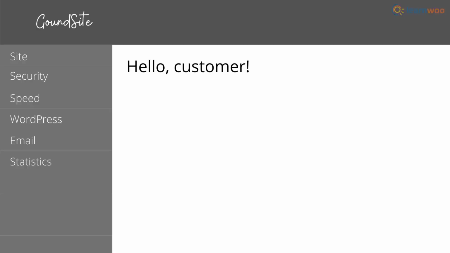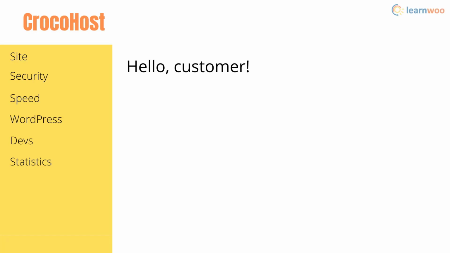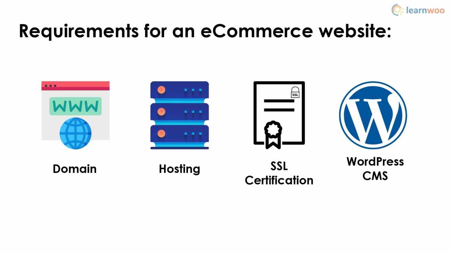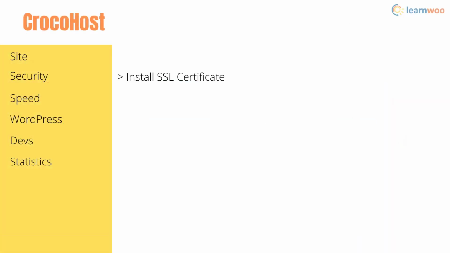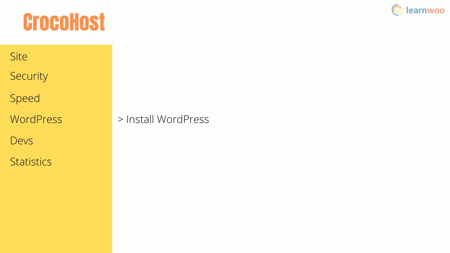Now, different providers have different dashboards with a lot of different options in the sidebar. But you only need to worry about two: security and WordPress. This is because an e-commerce website must have an SSL certification and we need to install WordPress for our domain. Under security, you'll find something like SSL Manager that will help you install an SSL certificate within a few clicks. Next, under WordPress, a sub-tab like Install and Manage will help you install WordPress.